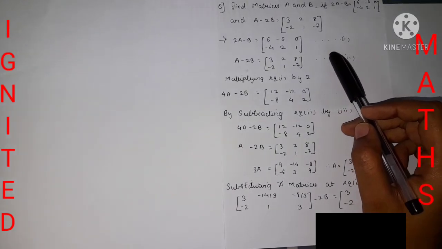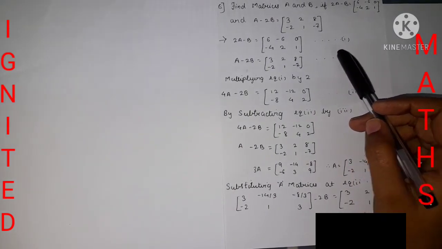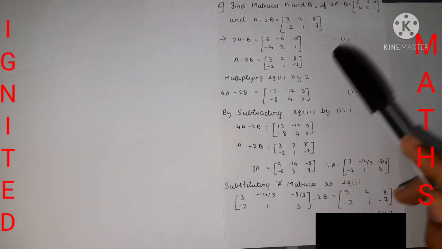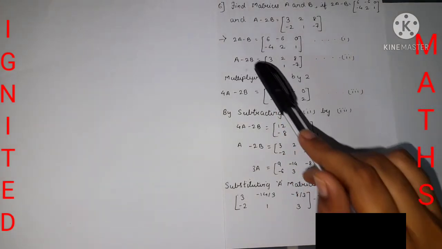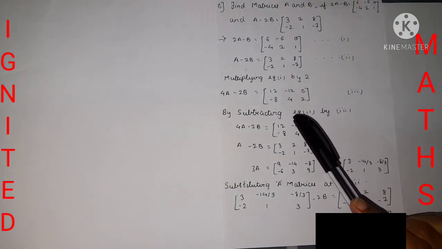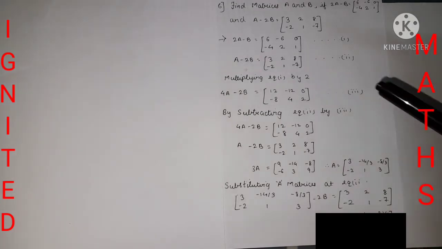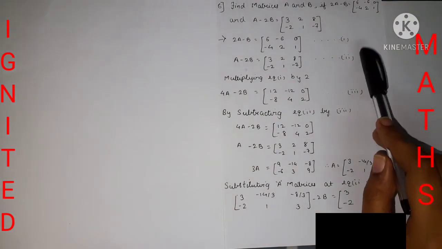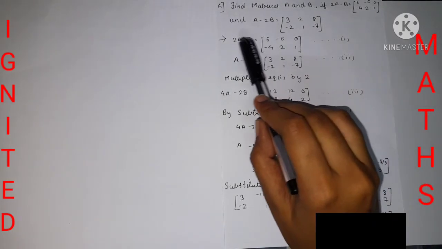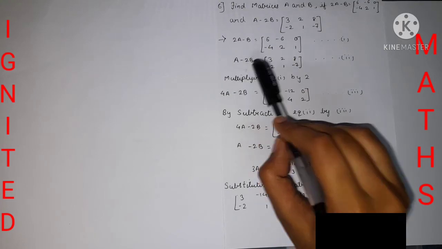While doing the linear equations chapter, you name them equation 1 and equation 2, and by adding, subtracting and multiplying, you get the values of x and y. This is what we do in linear equations. Now that same procedure we are applying for these matrices to find the values of A and B. We are going to add, subtract, multiply, and find the values of A and B. In equation 1 we have 2A minus B, and equation 2 is A minus 2B.